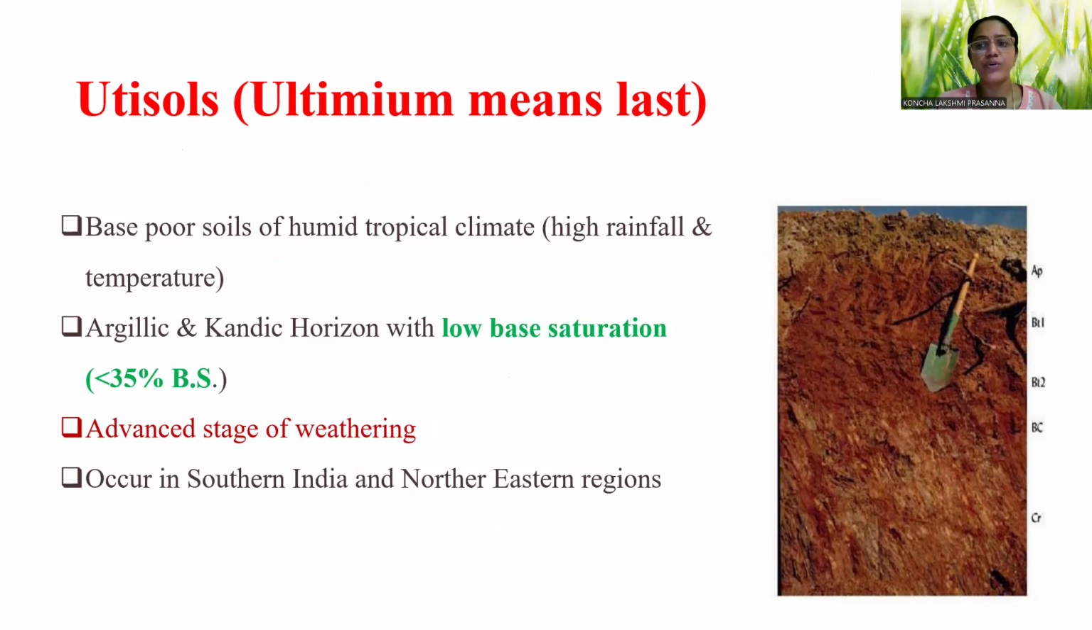These are the advanced stage of weathering. These occur in southern parts of India and northeastern regions. Ultisols, here the important point is that the ultisols are the last developed soils. These are the advanced stage of weathered soils. It has low base saturation, that is less than 35% base saturation. As these soils occur at high rainfall and high temperatures, there is very low base saturation, that is less than 35%.